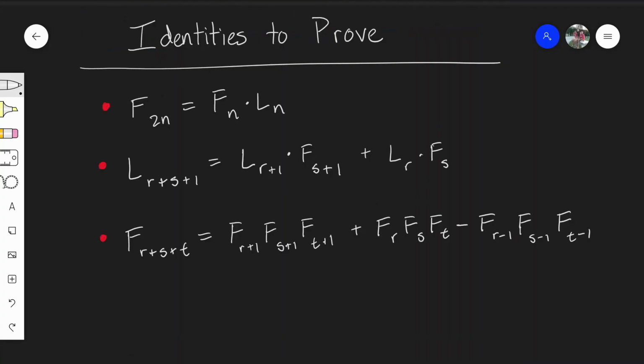And the fun just doesn't stop here. You can prove so many identities about the Fibonacci numbers and the Lucas numbers and their relationship purely through coloring graphs. Here I've listed out a few of my favorite identities.